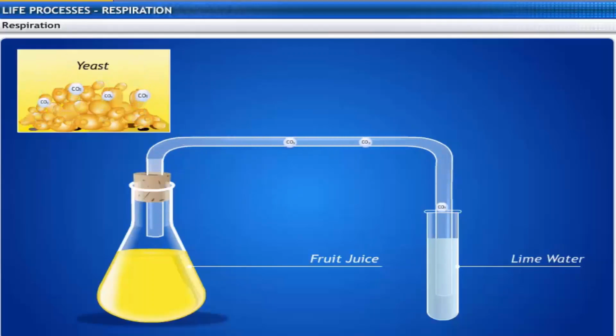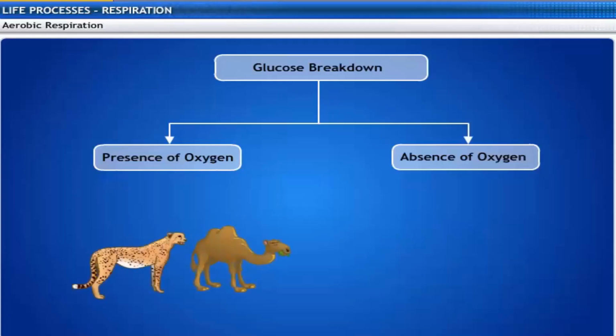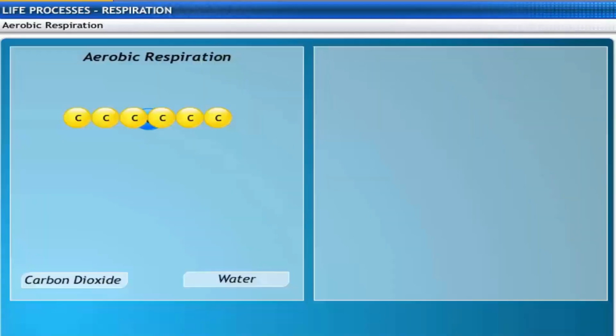Yeast acted on the sugar present in the fruit juice and released carbon dioxide. This process is called fermentation. Glucose can be broken down both in the presence or in the absence of oxygen. All higher animals need oxygen to break down glucose, while some microbes break down glucose in the absence of oxygen.